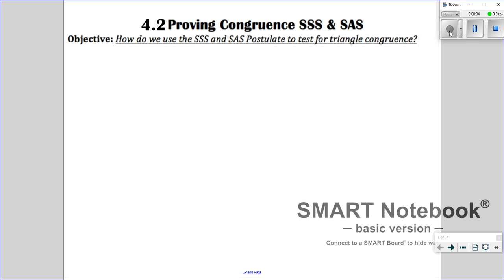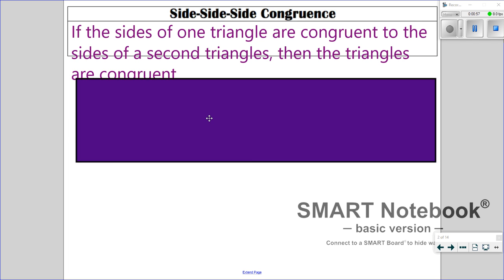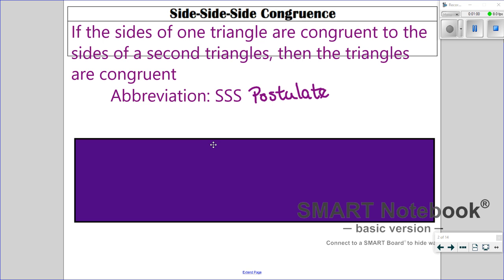triangles are congruent. There's going to be 4 ways that we're going to learn, but today we're going to do 2, which is SSS, which is side, side, side, and SAS, which is side, angle, side. So the objective is, how do we use SSS and SAS postulate to test for triangle congruence? For the side, side, side congruence, which is SSS, it states that if the sides of one triangle are congruent to the sides of a second triangle, then the triangles are congruent. So the abbreviation for it would be SSS.